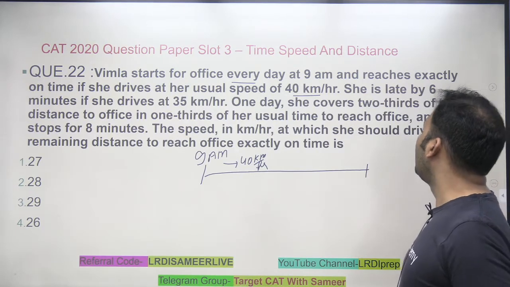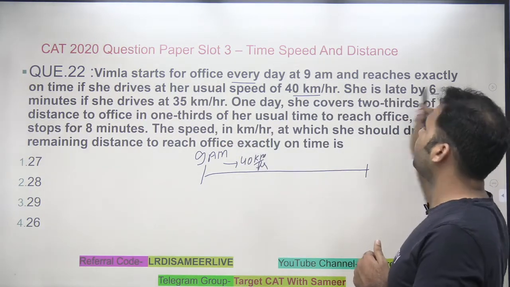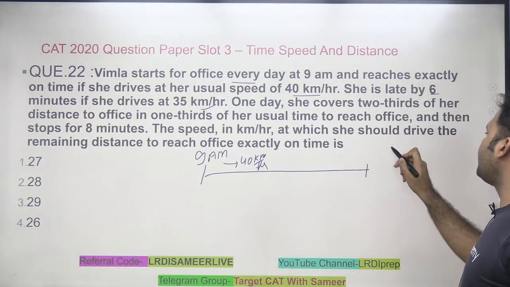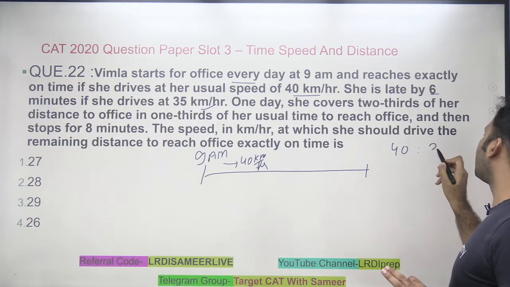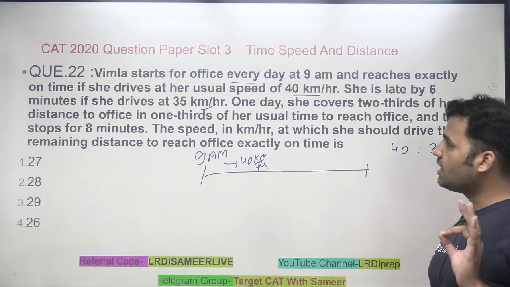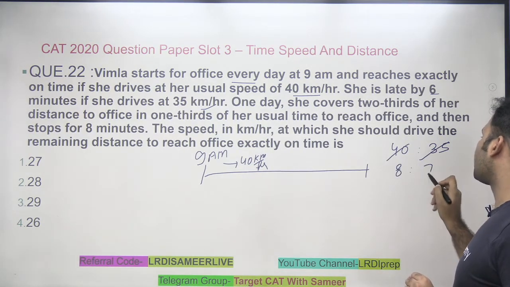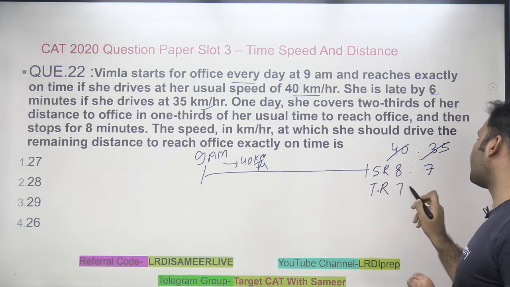We do not know. The question says she gets late by 6 minutes if she travels at 35 km per hour. Now if the speed is 40, she is reaching exactly on time. If the speed is 35, she is reaching 6 minutes late. So see that the speed ratio is 8:7, right? So can I say the time ratio would be 7:8?